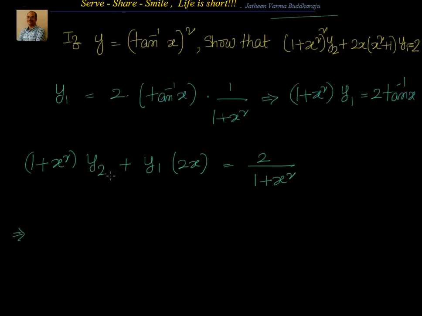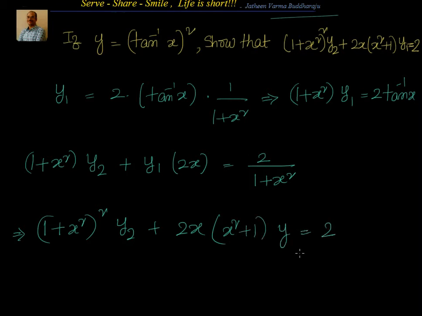Now again we multiply with 1 plus x square. We will have (1 plus x square) whole square into y2 plus 2x into (x square plus 1) into y1 equal to 2. So that is what we have to prove.